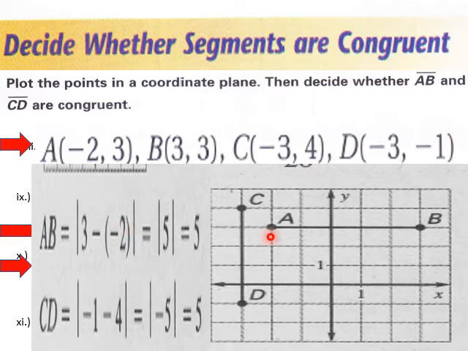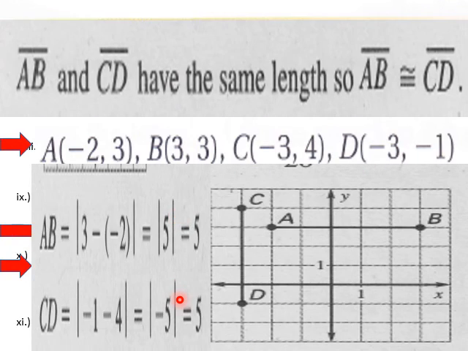So 3 minus the -2 would equal absolute value of 5. You can also count those off here as 5 units. And then for C and D, it would be -1 minus 4, which is -5, and the absolute value of -5 would be 5. So they're both equal. So they would both be congruent, yes? So AB and CD have the same length, so line segment AB is congruent to line segment CD. Congruent.